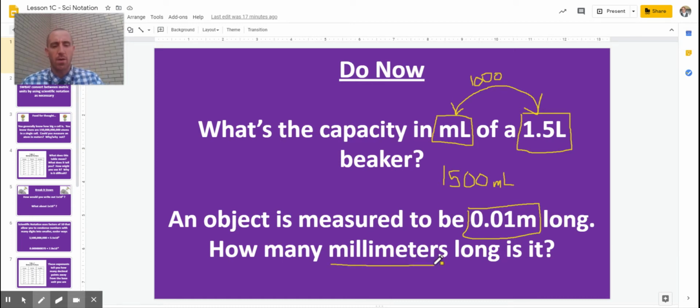So again, we're going from a big unit down to a smaller unit. You again have to multiply. And again, there's 1,000 units difference between the base unit meters and millimeters. So you're going to multiply by 1,000. And your answer should be 10 millimeters, because 0.01 times 1,000 is 10. All right, moving on.